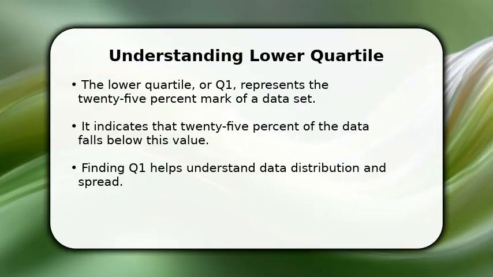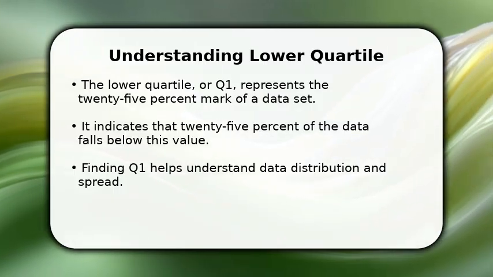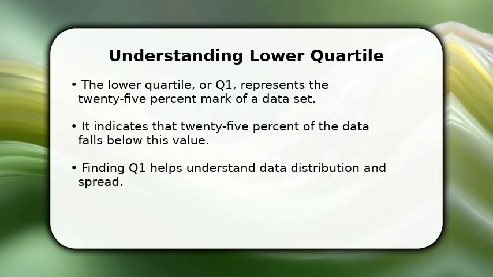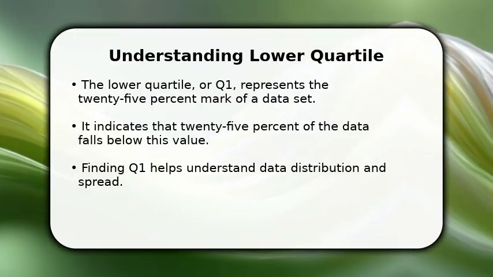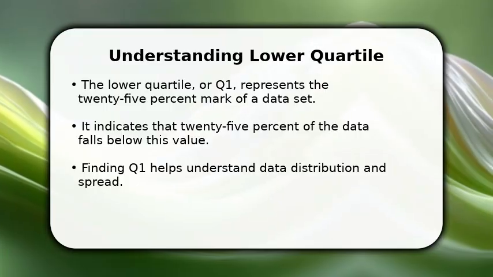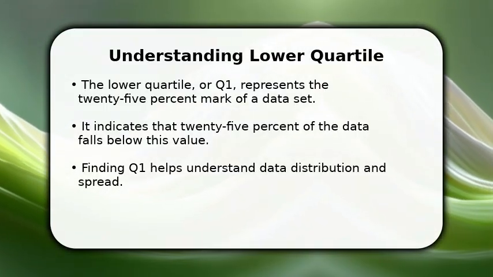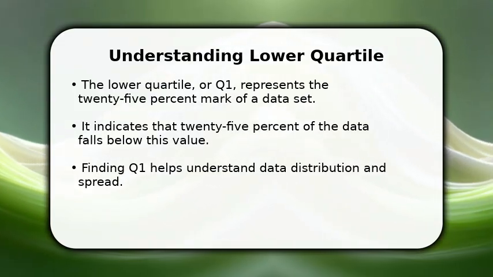In this video, I will explain how to work out the lower quartile. First, let's understand what the lower quartile is. Also known as Q1, it's a crucial measure in statistics that marks the point below which 25% of your data falls. It's like dividing your data into 4 equal parts, and Q1 is the boundary of the first part. This value helps us understand the spread and distribution of our data, giving us insights into its lower end.